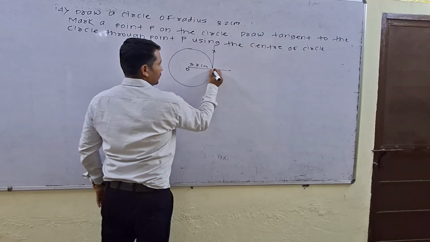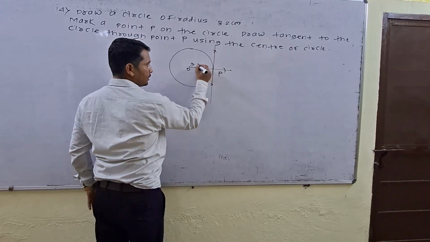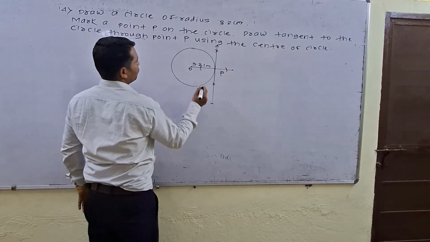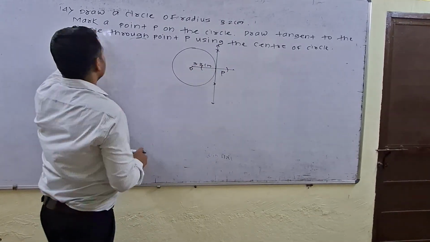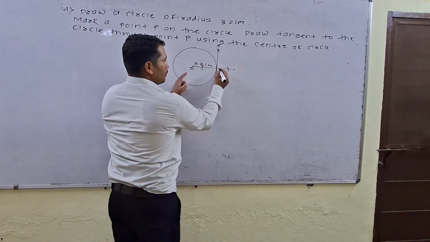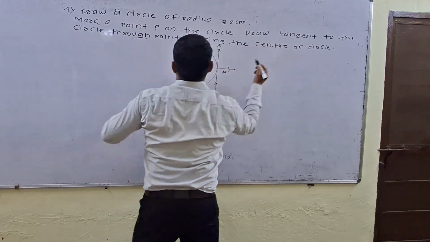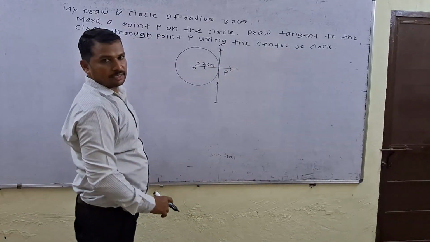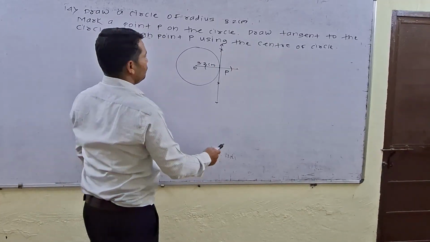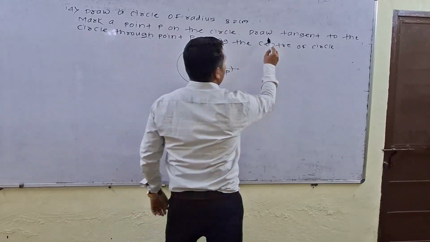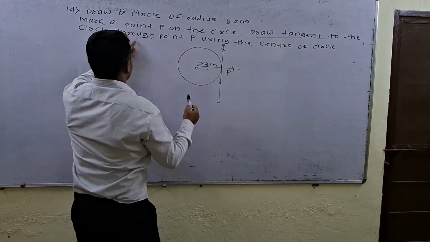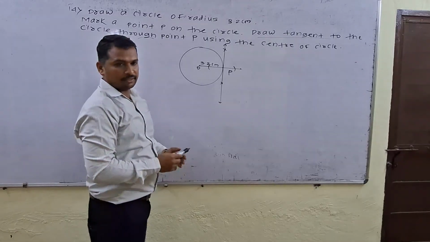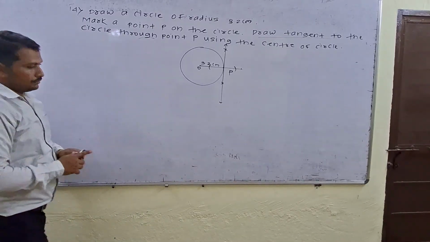Yes. At P, mark arcs on both sides. Do you remember? Next, using the center of the circle, we know that we draw a tangent to the circle through the point P. The center line must pass through P. Look at it also. P is not the center. Draw a tangent to the circle through the point P. The tangent must pass through P. We must read the question.